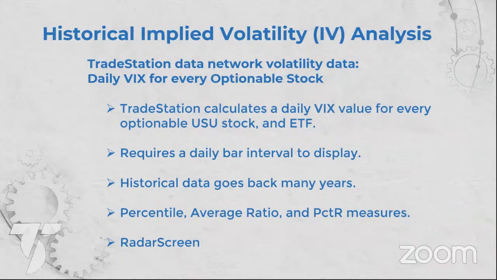So as I said, TradeStation created this mechanism within our data network where we look at every optionable stock. We do a batch process every night. We open up every option chain, grab the raw prices, average them, and come up with a daily VIX number for each optionable stock, ETFs as well. This data, though, is only daily data. You can put it on a daily chart, a weekly chart, or a monthly chart, but you can't put it on an intraday chart. And I have this data going back many, many years.